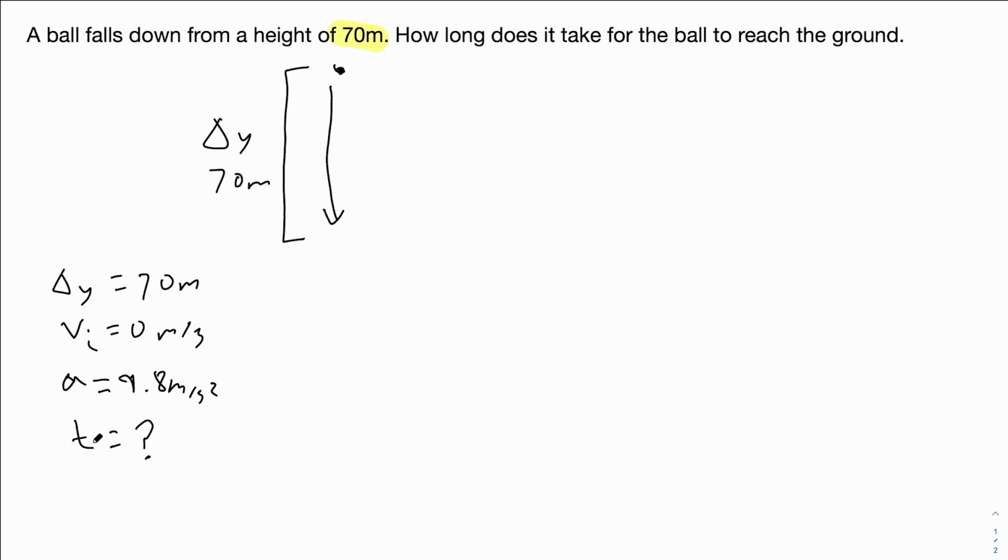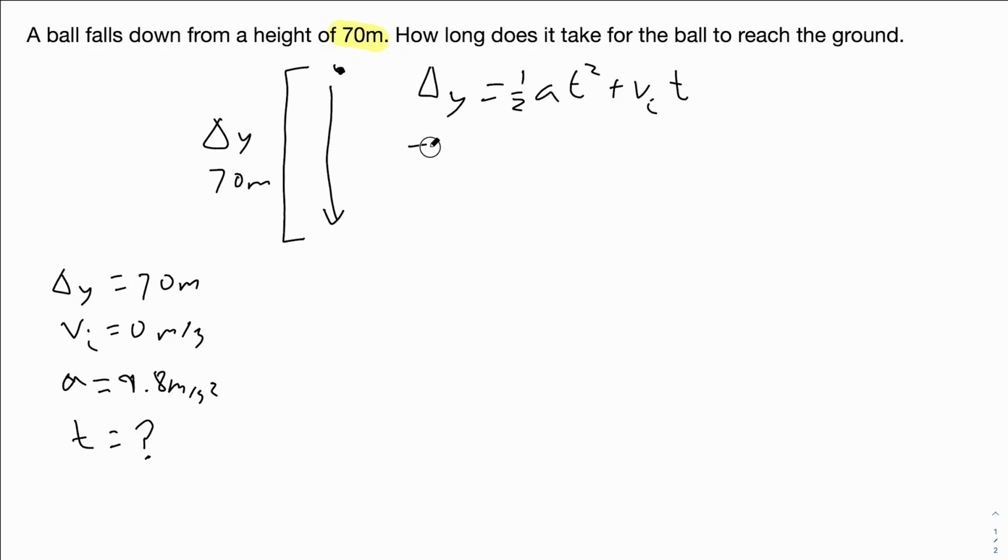So we need to find an equation that has all of these variables in it. One equation that we can use is the displacement equation, which would be your change in distance equals 1/2 your acceleration times time squared plus your velocity initial times time. Now that we have that, we can just plug in our numbers.